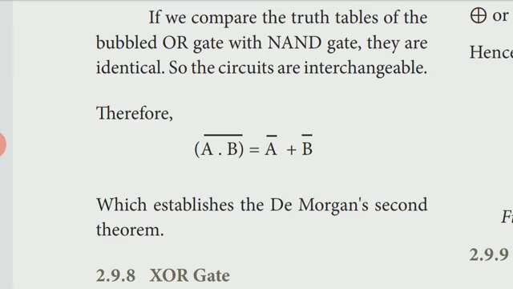So for A dot B the whole complement also you got the same answer. So we can tell it is De Morgan's second theorem.